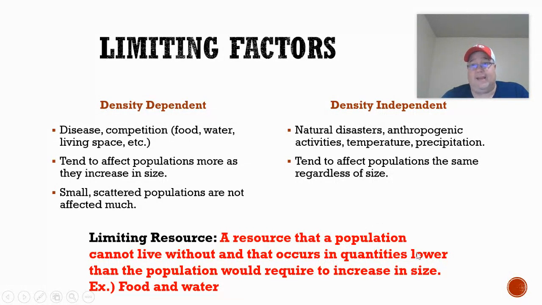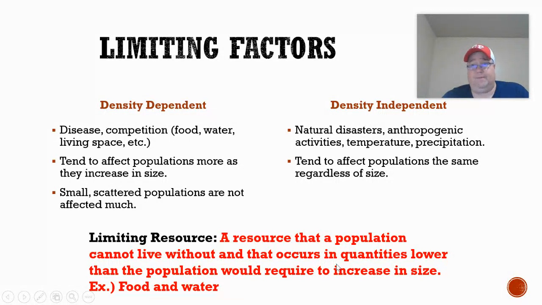These are things that if they're not available, they will limit a population size, right? If they are very available, then populations can get much larger. So it says here it's a resource that a population cannot live without, like water, for example, and that occurs in quantities lower than the population would require to increase in size.